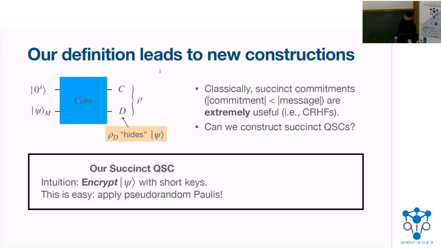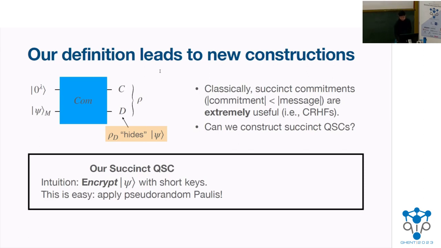Well, our definition of binding just says that the D register hides our quantum state. As cryptographers, we know very well how to do that. All we need is an encryption scheme. So what if we just place the keys for an encryption scheme on the C register, and then encrypt the state on the D register? As long as the keys are short, that is, the size of the keys is smaller than the size of the message, this is a succinct commitment.